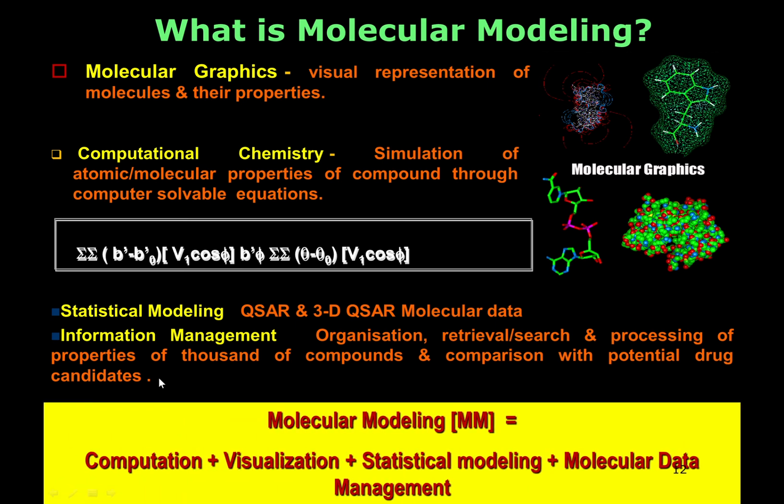So in short, molecular modeling is computation, visualization, statistical modeling, and molecular data management. I think by far this is the best definition. If somebody asks you what molecular modeling is, you simply tell them it's computation, visualization, statistical modeling, plus molecular data management. Not any three, all four are required. That you underline.